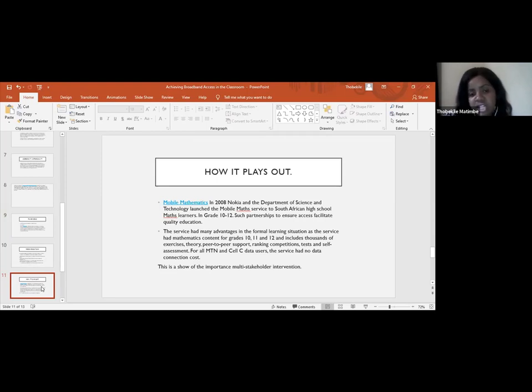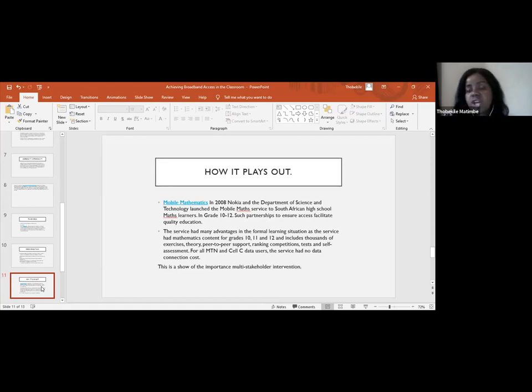So the service itself had many advantages in the formal learning situation, as the service had mathematics content for grades 10, 11, and 12. And it includes thousands of exercises, theory, peer-to-peer support, ranking competitions, tests, and self-assessments. So you find that for all this, MTN, which is the telecoms company, and Cell C managed to reach out to its data users, and the service had no data connection cost.